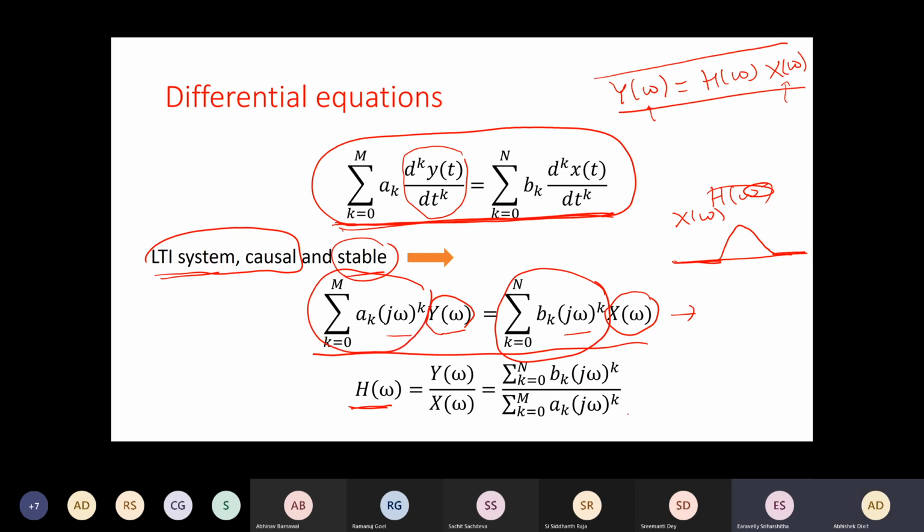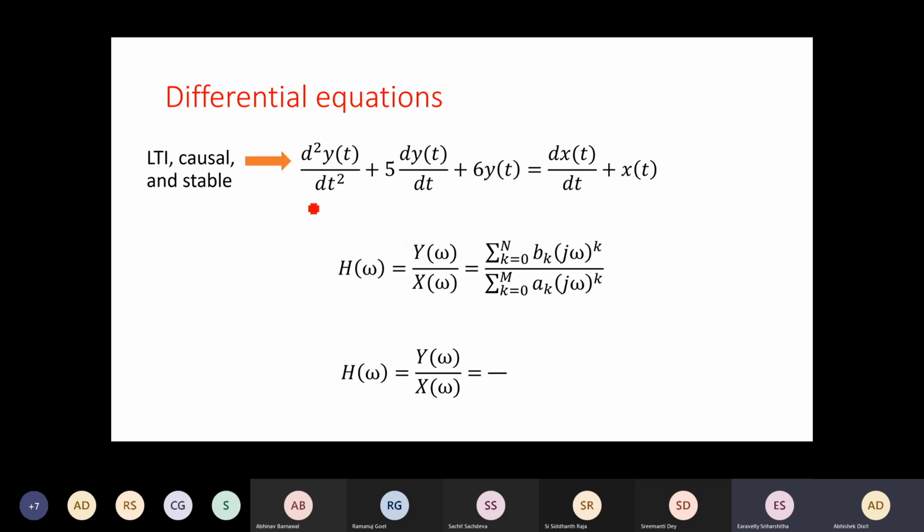It's easier to solve this with an example. Suppose I have this differential equation to solve, and we are given that it is an LTI system, causal system, stable system, and so on. So H of omega is this thing divided by this. The B coefficients correspond to the derivatives of the input.